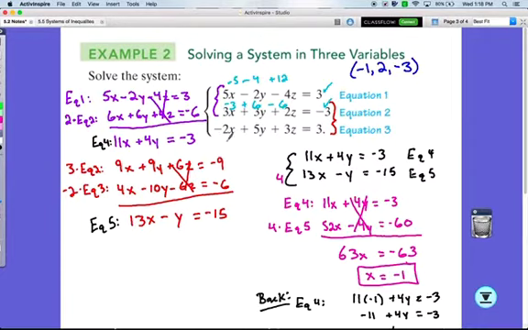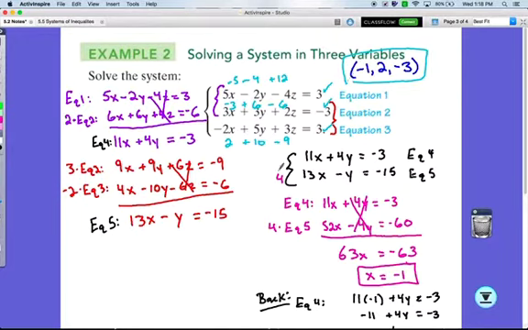-2 times -1 is +2. 5 times 2 is 10. 3 times -3 is 9, or -9. 2 plus 10 minus 9 does give me 3. So I'm confident that that is my answer. I know it's a lot of work.